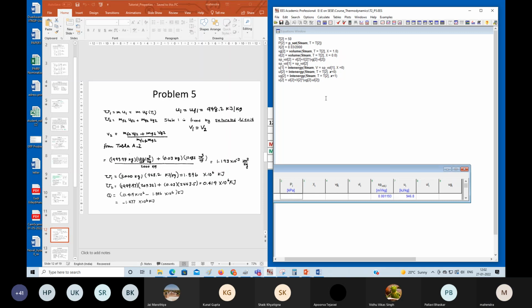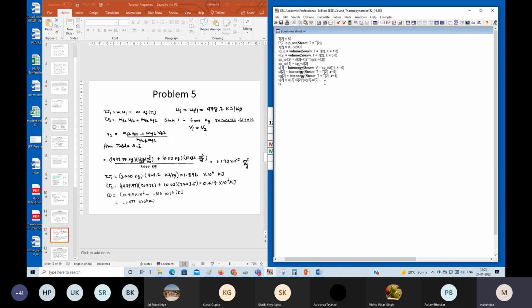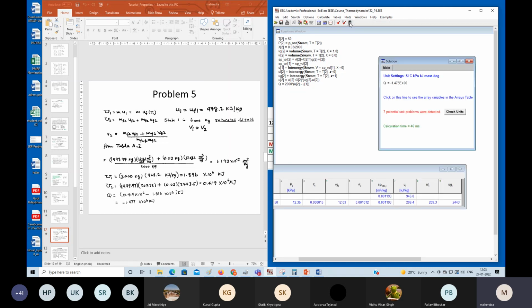Then what do we need to do? These all are specific values, but we have mass over here. That is the reason. What shall we do? Q equal to the total mass, 2000, whatever it is, steam or gas, multiplying U2 minus U1. Okay, and then run.